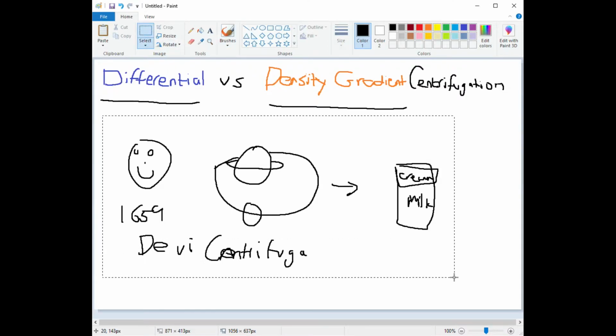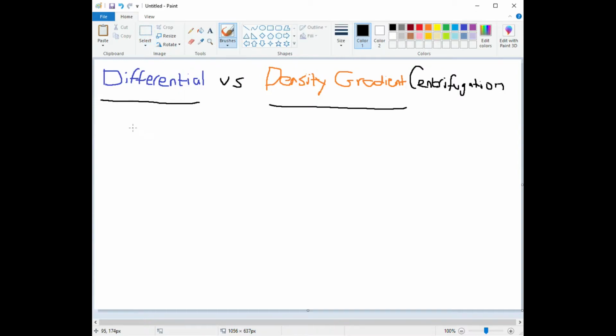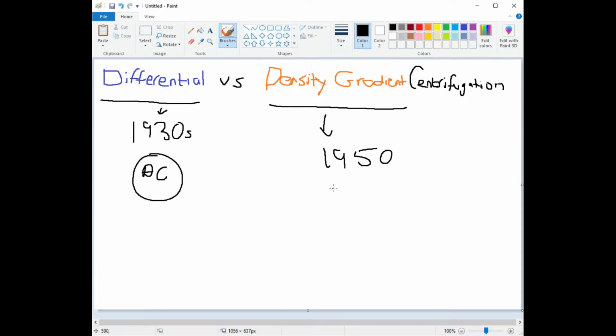The first real mention of it in the scientific community was in the 1930s. Albert Claude pioneered techniques of cell fractionation using differential centrifugation. So this came first. Density gradient centrifugation came much later, in the 1950s, when a guy called Myron realized you could start separating particles not just based on their size but also their density. And we'll go into what all that means right here.